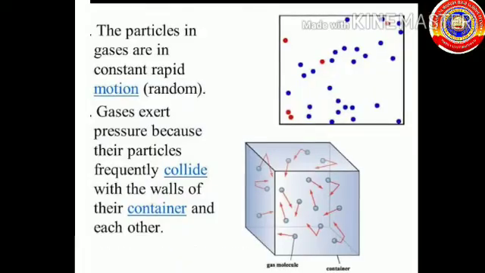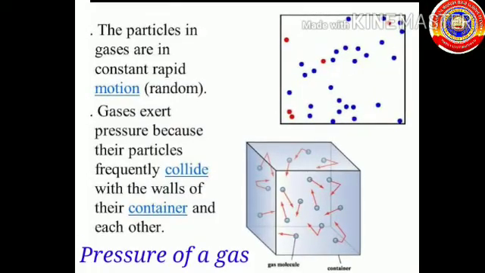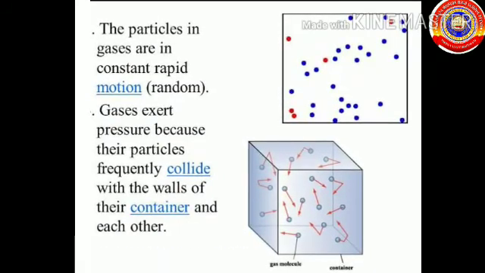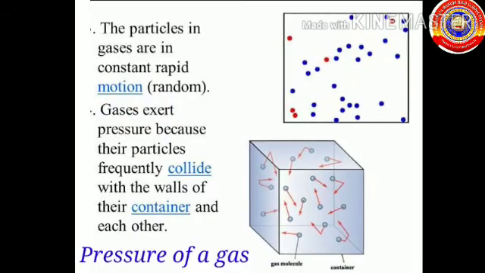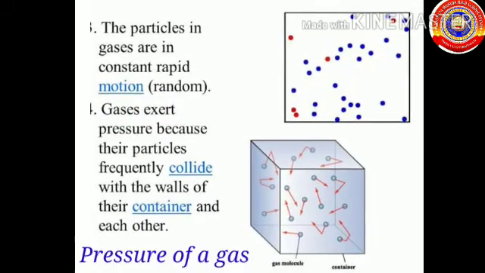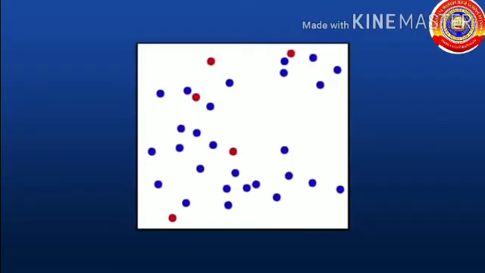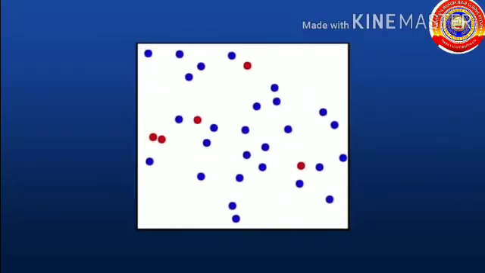Understood? The next one. The molecules of gases are always in a random motion. As a result, what happens? The gas exerts pressure, which is called the pressure of a gas. If we know the force exerted on the surface and its surface area, we can calculate the force experienced per unit area. That is pressure. The force exerted per unit area is called pressure.